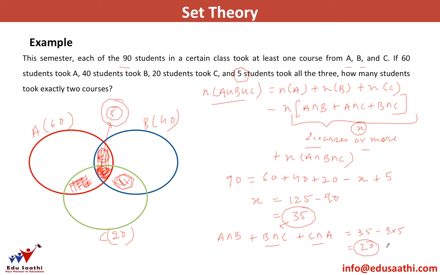So this gives me the number of students who've opted for exactly two courses. It might be A and C as represented by this region, it might be B and C as represented by this region, or it might be A and B as represented by this region. So we just leave out this smaller region here. I'm putting a cross here because we subtracted minus 3 into 5. So this is another approach on solving the same question.